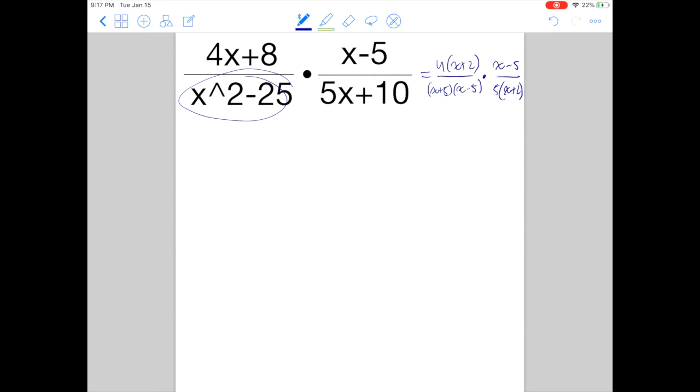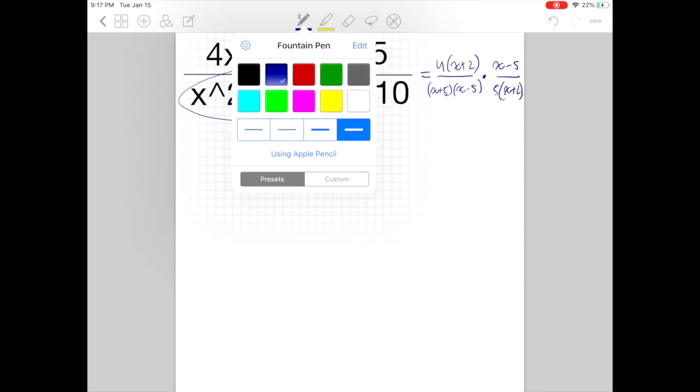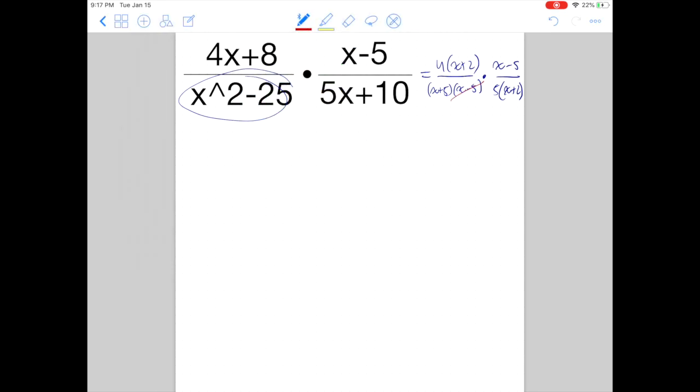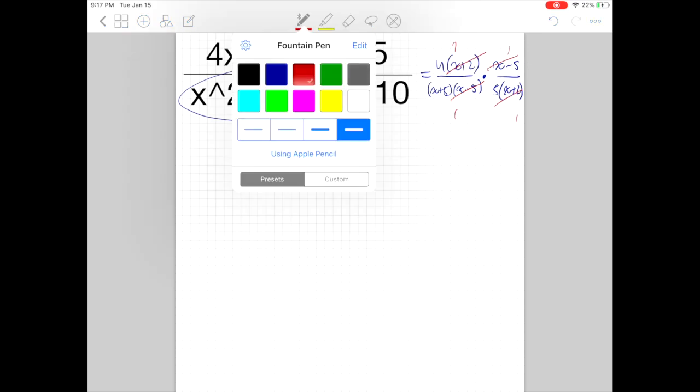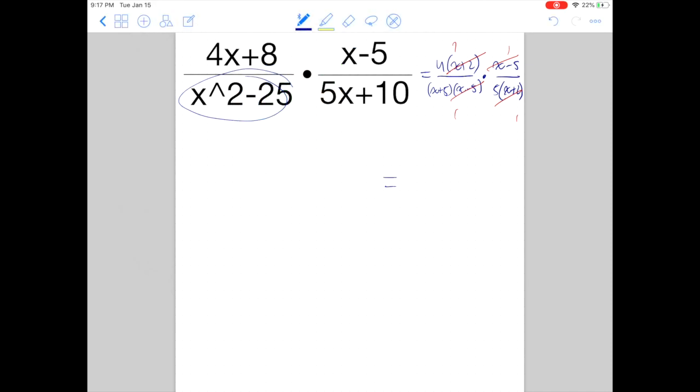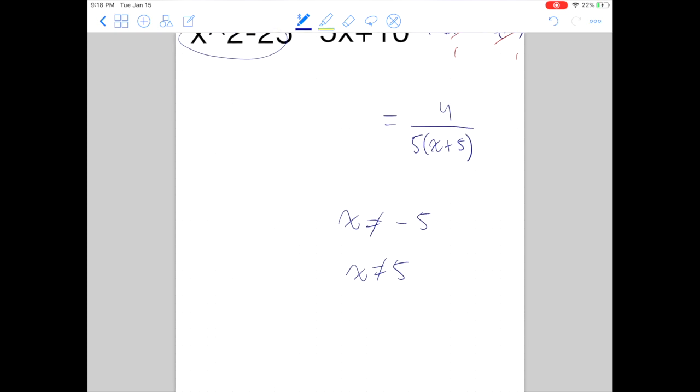And from this we can cancel basically right away. So you can cancel this, and you cancel this and this. You get 1, 1, 1, 1. So from here we can get the answer, which is 4 over 5 bracket x plus 5. And if we go back, we can see that x cannot equal negative 5, x cannot equal 5, and x cannot equal negative 2.